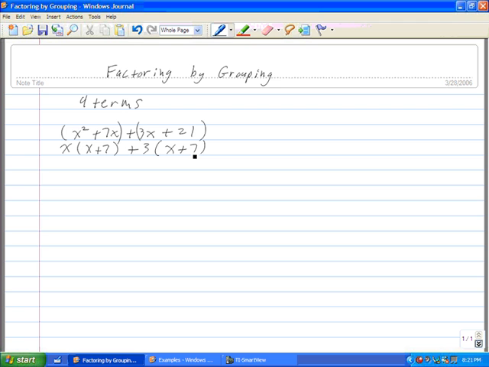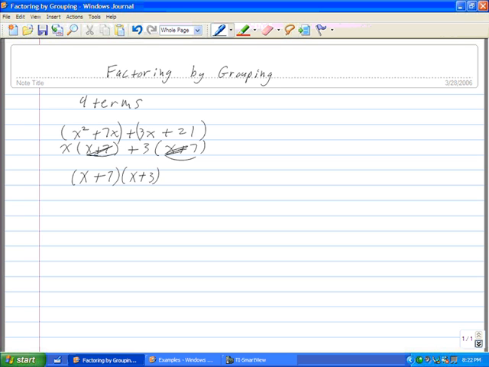Now, a very important thing for you to pay attention to is this is the point when you know for sure that you have a grouping that's going to work for you. You know this because you've pulled out a GCF once, twice, and doing that has revealed yet a 3rd GCF, and that's the x plus 7. So I will pull out the x plus 7. Once it is out, the x plus 3 is all that's left, and you've completely factored this.